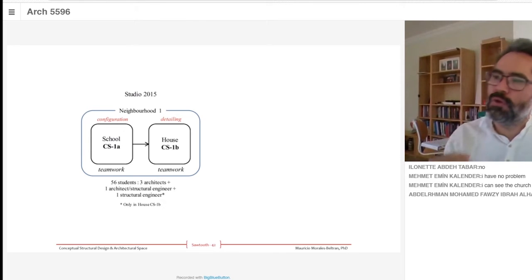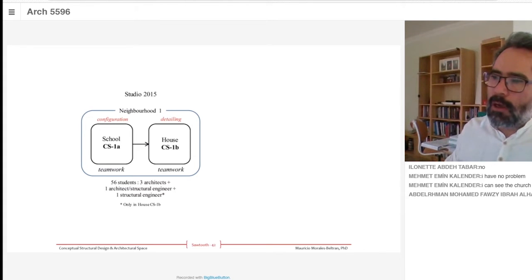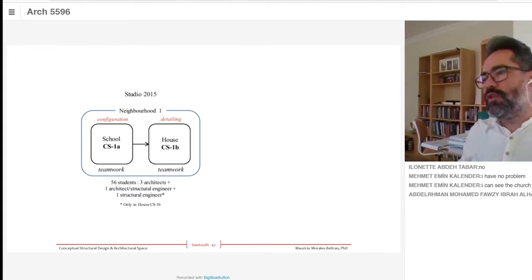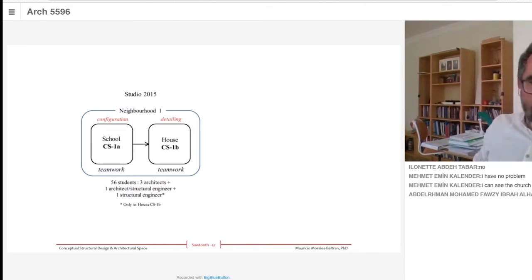We applied this in 2 consecutive studios. In 2015, we worked in Cadifecale. This is 1 semester, so each of these projects took 7 weeks. First, we developed a school, and we addressed the problem of configuration. And then the second project was a house, and we addressed, let's say, a problem of detailing.